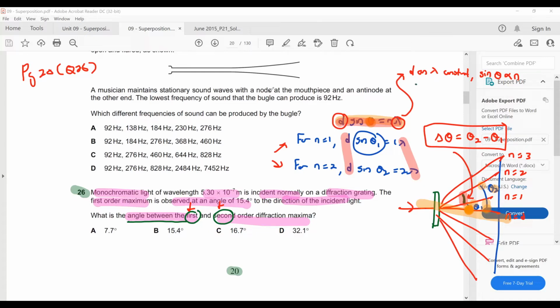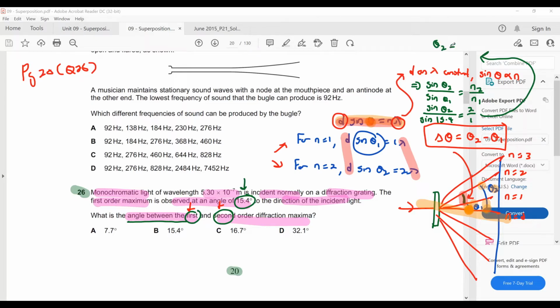From here, you can start to do this: sine theta 2 over sine theta 1 equals n2 over n1. Now, you already know angle theta 1. They've given it to you as 15.4. Theta 2 specifically is what you want to find. So you have sine theta 2 over sine 15.4 equals 2 divided by 1. You solve this to find your theta 2.